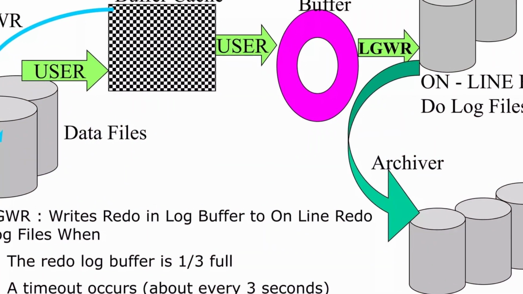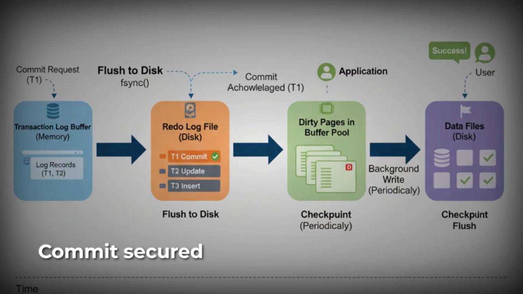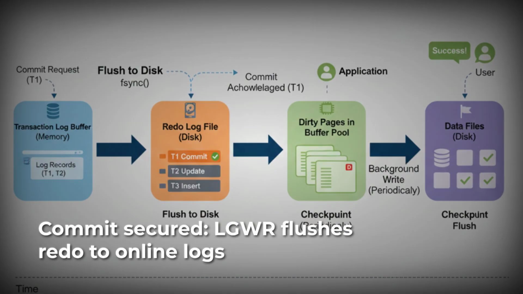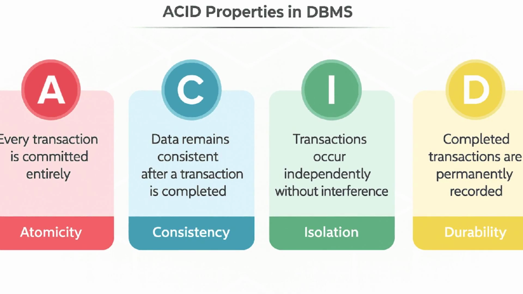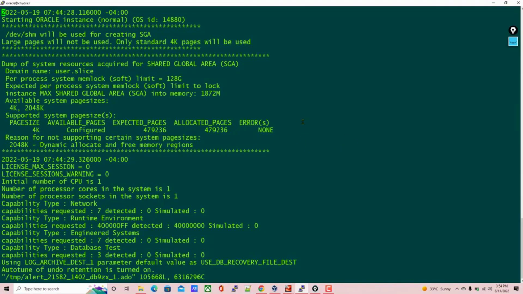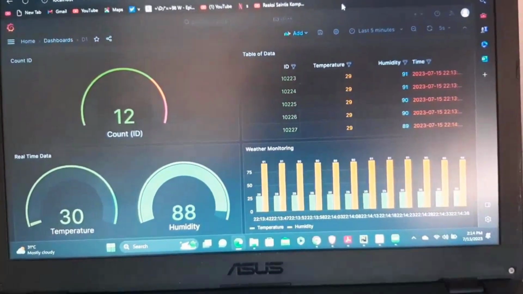Durability falls to the log writer, LGWR. When a transaction commits, LGWR flushes all related redo entries from the redo log buffer straight to the online redo log files. Only after this flush does Oracle confirm the commit. This guarantees that every committed change is recoverable, even if the system fails. LGWR may also write if the redo buffer fills before a commit, ensuring no data is left in limbo.